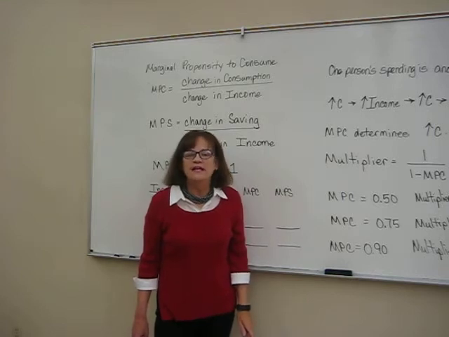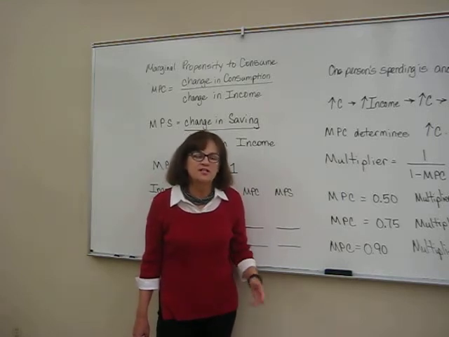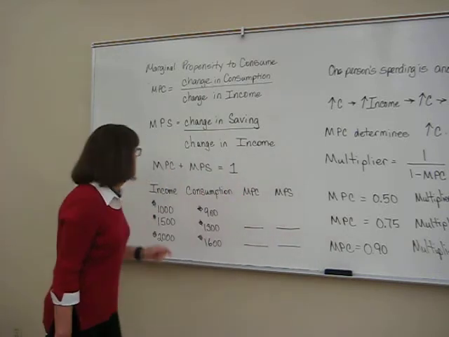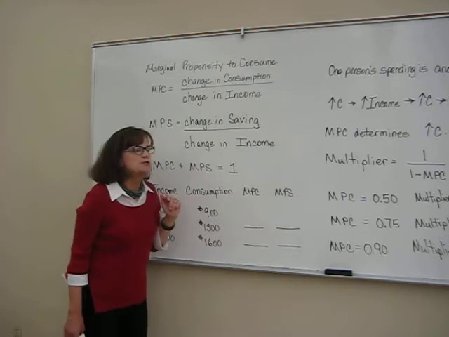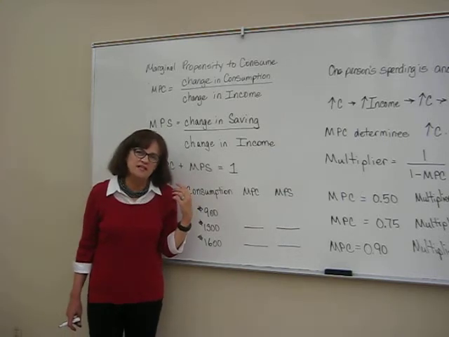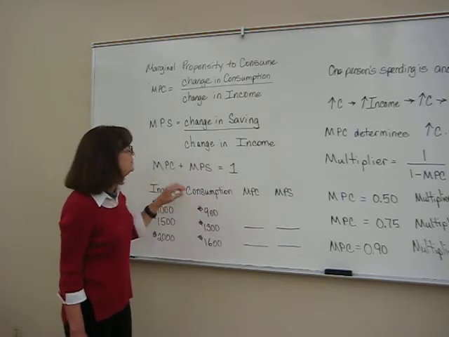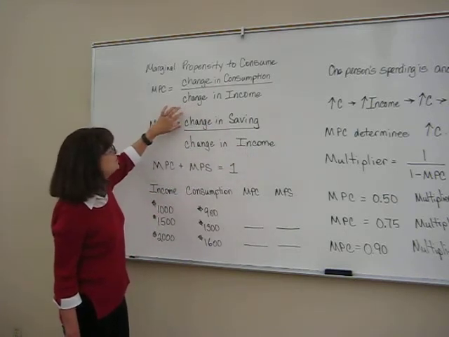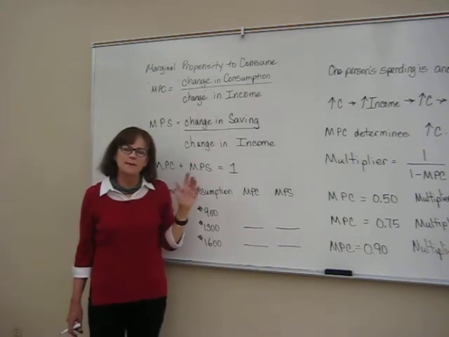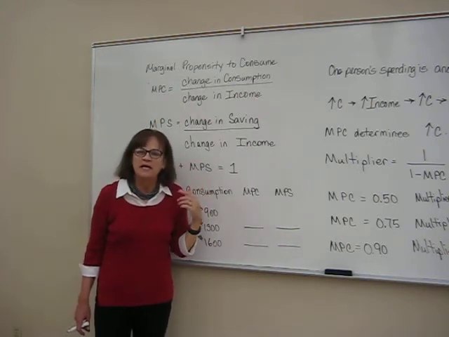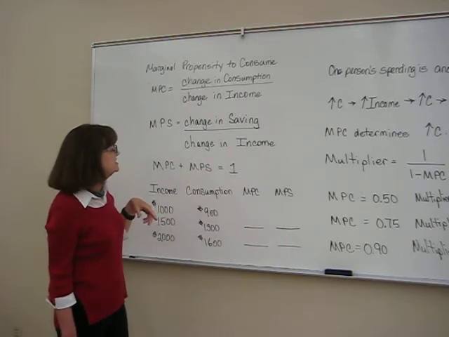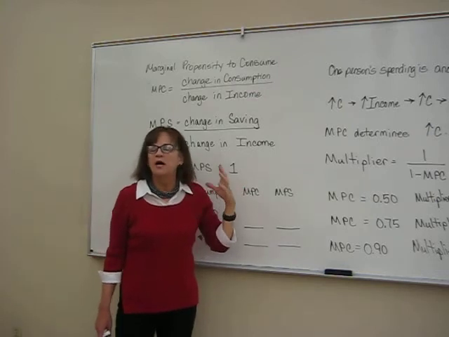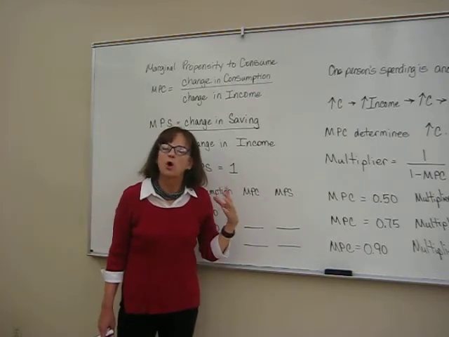The only other thing that consumers can do besides consume their income is save their income. So the marginal propensity to save measures how consumers change their saving in response to a change in income. So if you get an increase in your income, how much of that increase do you save? How much does your saving go up? That is the marginal propensity to save. Again, the largest that this could be would be 100% of the change in your income, or 1.